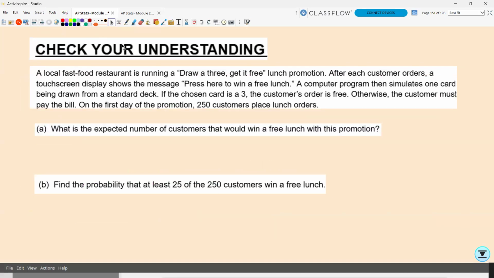Let's do a check your understanding. Try this one on your own. All right, I'm going to start it back in 3, 2, 1.